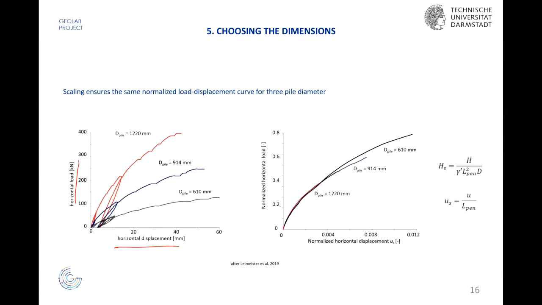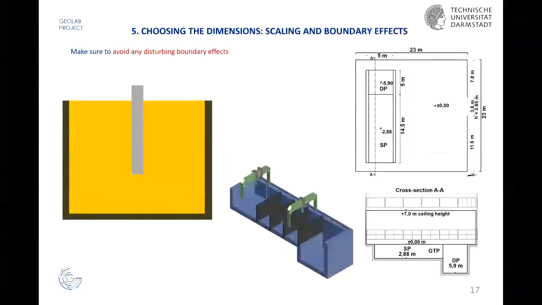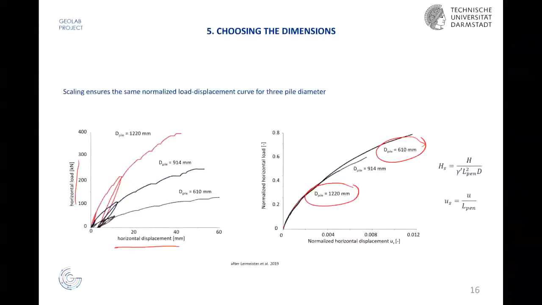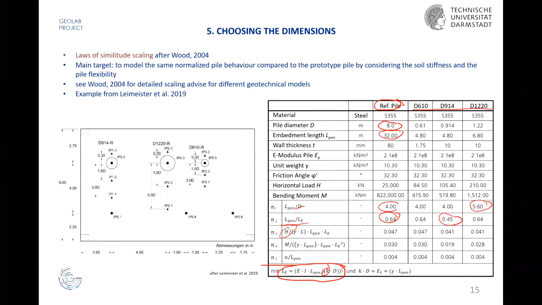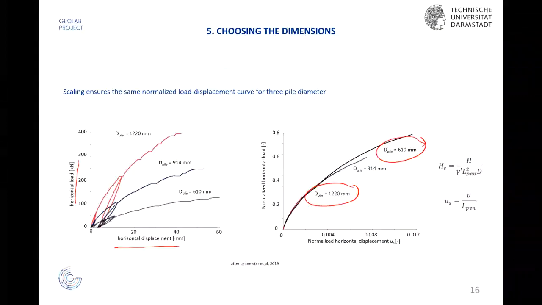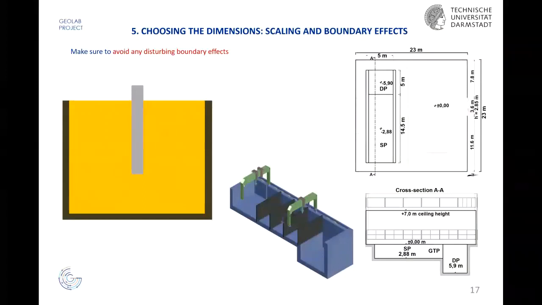So this gives you a good impression that you don't really need to do a test with a 1.2 meter diameter pile. If you consider the scaling laws properly, you can also do this test with the 600 millimeter pile and save some money, some time, and some space. Yeah. So this is important. Okay, any questions on that? Okay, so have these laws in mind. They are really good for scaling in 1G.